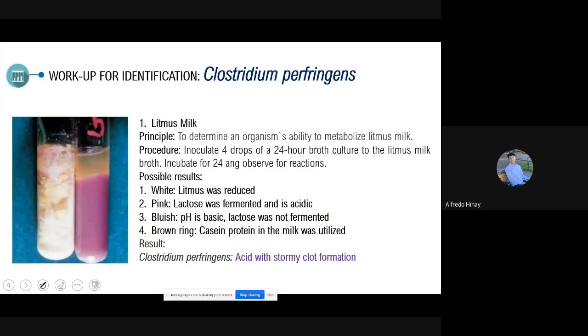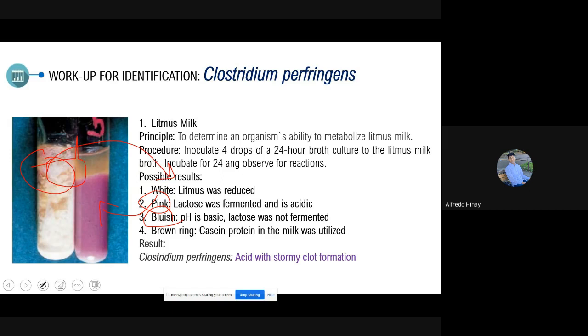Next, biochemical tool that we can use for the identification of your Clostridium perfringens is with your litmus milk. For your litmus milk naman, class, this will determine an organism's ability, of course, to metabolize your litmus milk. Okay, so meron tayong apat na possible na result. First is with the white production. If you can observe here, meron siyang white, ibig sabihin the litmus was reduced. Second is with the pink, then the lactose was fermented. Then bluish naman siya class, although wala siya here, the pH is still basic and lactose was not fermented.